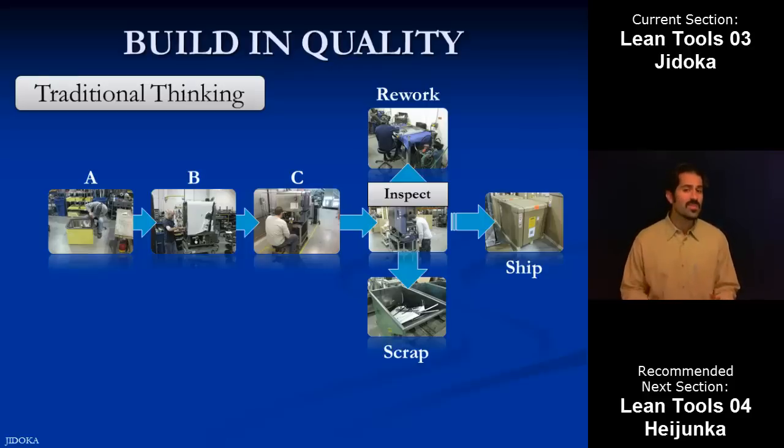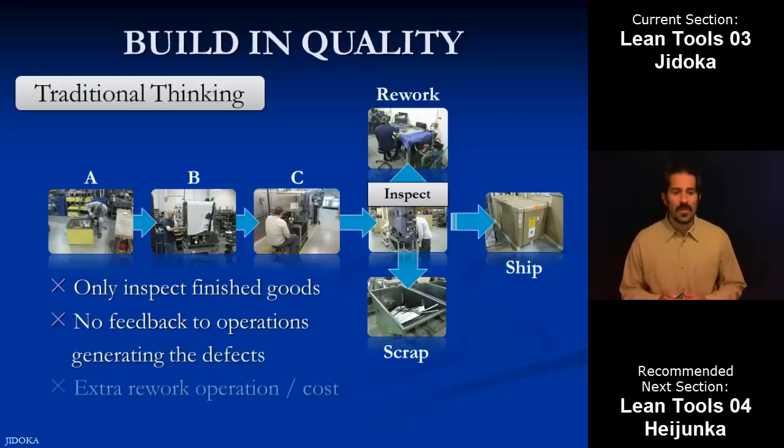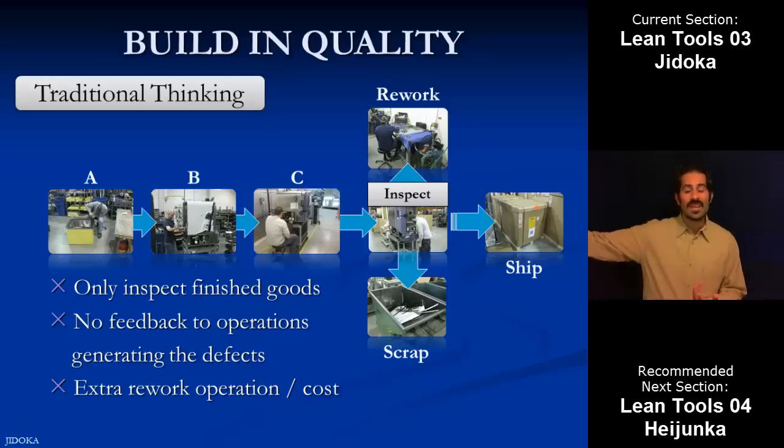Now there are a couple of major problems with this traditional approach to building in quality. It really comes from the fact that when we're only inspecting the finished goods, we're not providing any feedback to the operations that are generating these defects. Those processes don't know they're creating a defect because it's not found until way down the line, and then maybe that isn't communicated back up. Also, if we're only checking for defects at the end, when we find one, now we have a whole production line full of things we have to go back and rework.